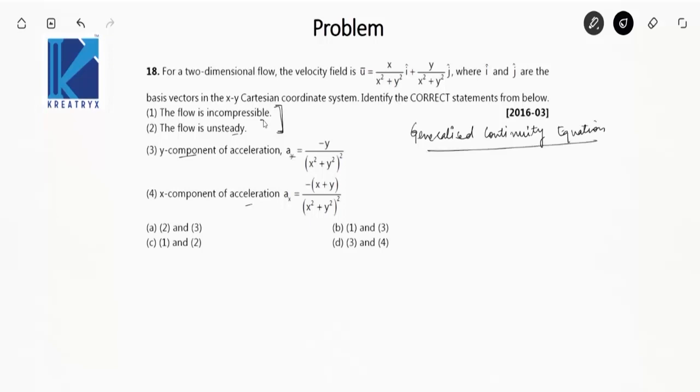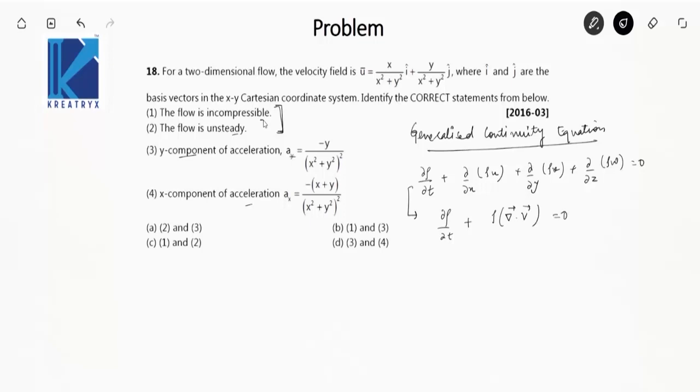The generalized continuity equation, which is del rho by del t. You know the notations: rho is density, u, v and w are the velocity components in x, y and z directions respectively. So del by del x of rho u plus del by del y of rho v plus del by del z of rho w is equal to 0. This is the generalized continuity equation, which can be written in the form del rho by del t plus del dot rho v vector is equal to 0.